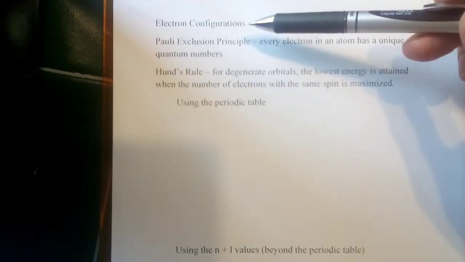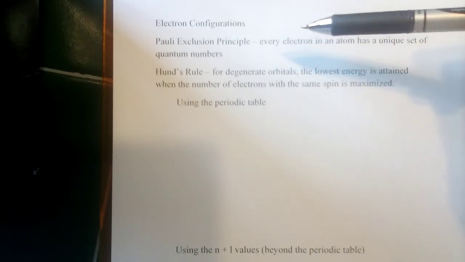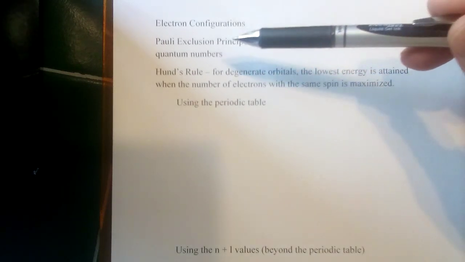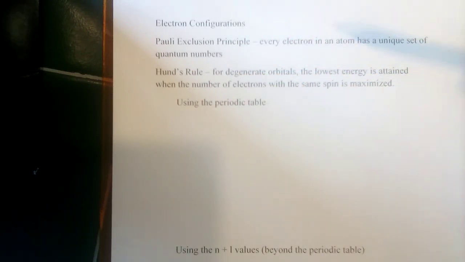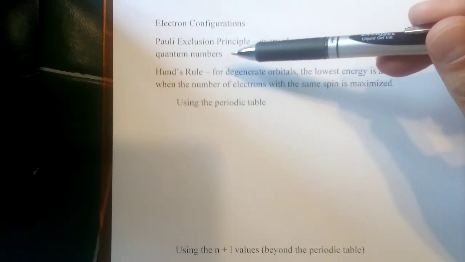Now, a couple things. We start to think about electron configuration. This is basically going to be a list where every electron lives in an element. There's a couple things we can keep in mind here. The first is called the Pauli exclusion principle. And that tells us that every electron in an atom has a unique set of quantum numbers.